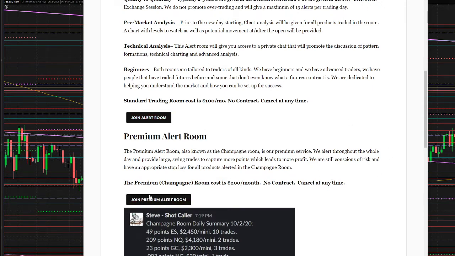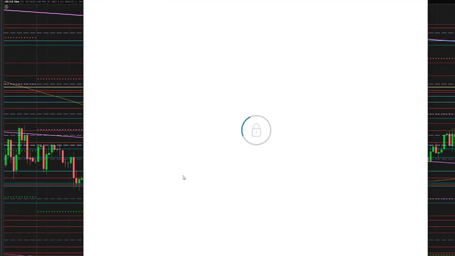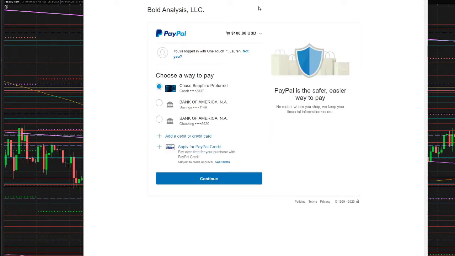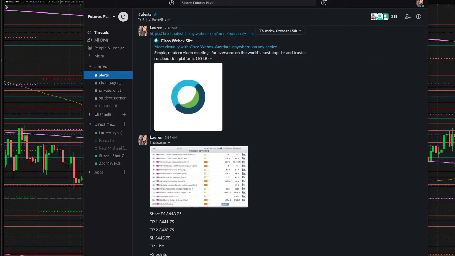So once you click on one of these buttons, it will take you to a PayPal screen, and you can pay for the subscription. From there, I will get an email that you have paid, and at that point, I will send you an invite to Slack. This is what Slack looks like.